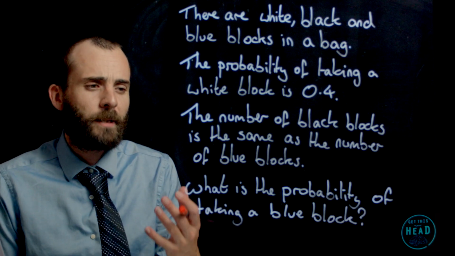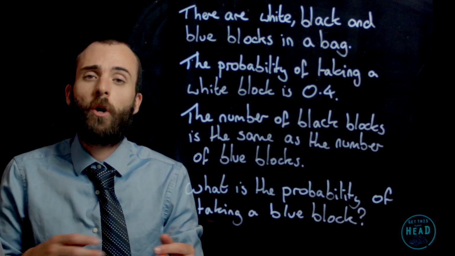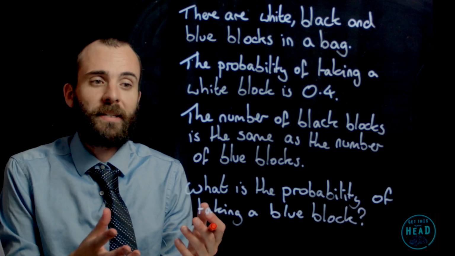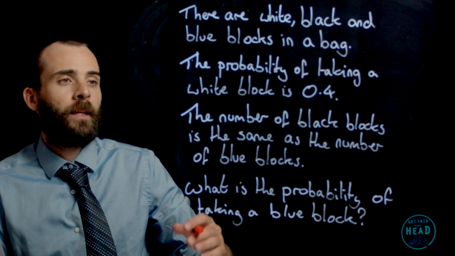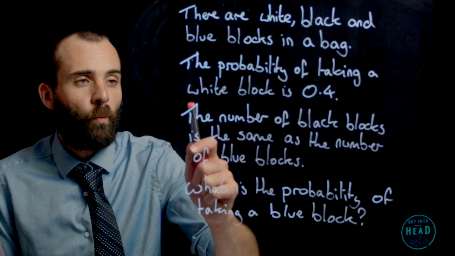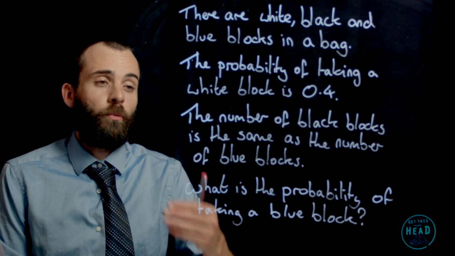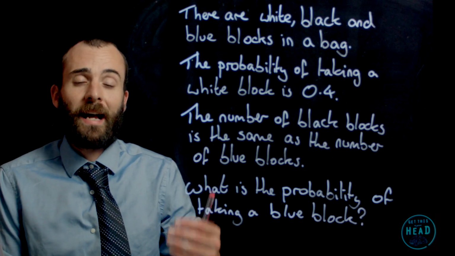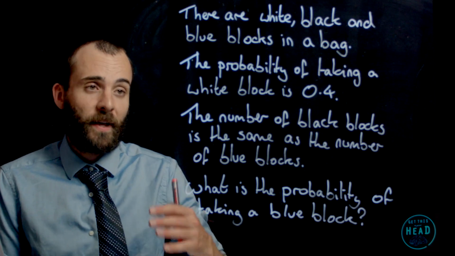So essentially what this part of the question is asking is what are the missing probabilities? We know the probability of the white block. We need to find out what the probabilities of the black and the blue block are in order to answer the question. Key bit of information here is the probability of taking a white block is 0.4. A bit of knowledge that we need to know is that mutually exclusive events add up to 1. If events cannot happen at the same time, they add up to 1.